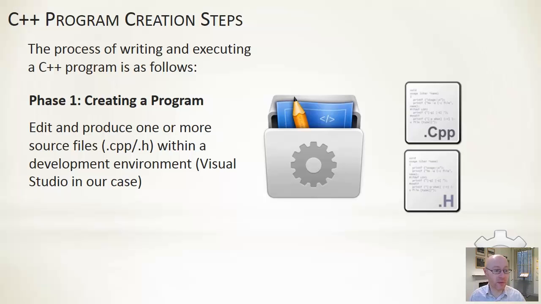So the first phase here is actually creating our source code, our text-based code. In C++, there are two types of source code files that you will end up generating. One is your CPP files, and the other is your header files. We'll have a look at both of those, and we'll be writing them within, in our case, Visual Studio.